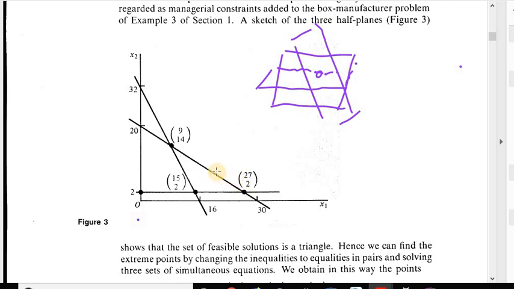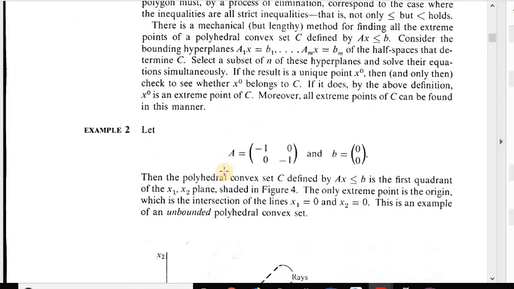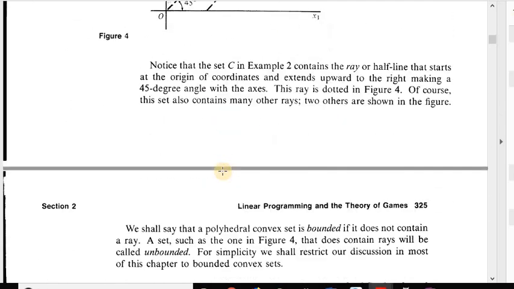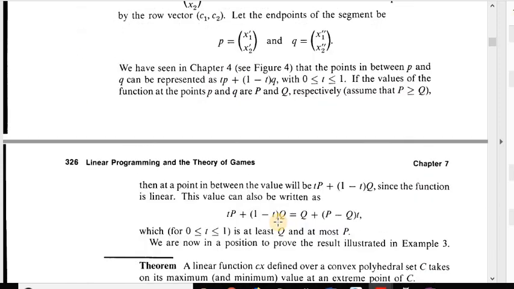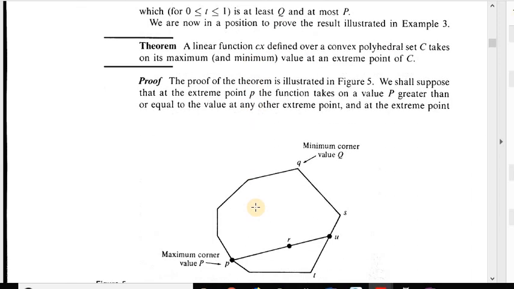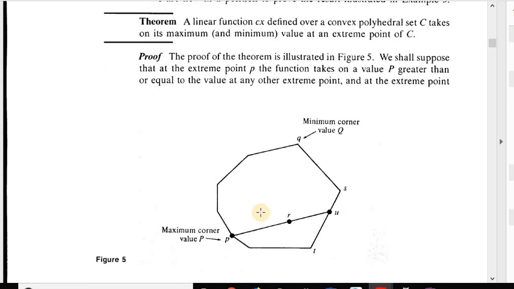But we don't know that the extreme point is on the boundary, but that's where we're heading next in the next part of the proof. We'll show that in fact the extreme point must be on the boundary. So here's the proof statement. A linear function Cx defined over a convex polyhedral set C takes on its maximum and minimum value at an extreme point of C.